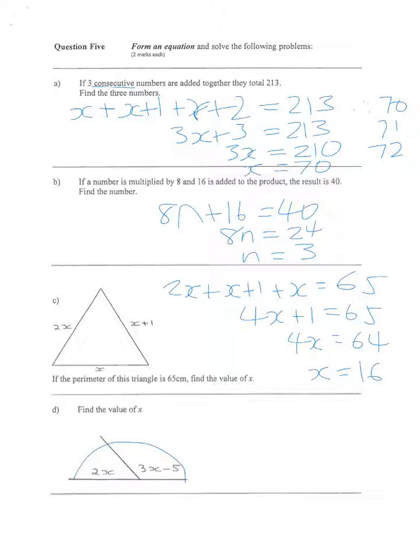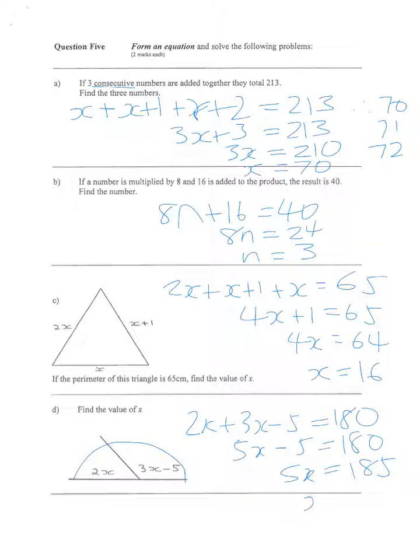Straight line adds together to give 180. So 2x plus 3x minus 5 must equal 180. So 5x minus 5 equals 180. 5x, add 5 to both sides, equals 185. Divide by 5, x will be 37.